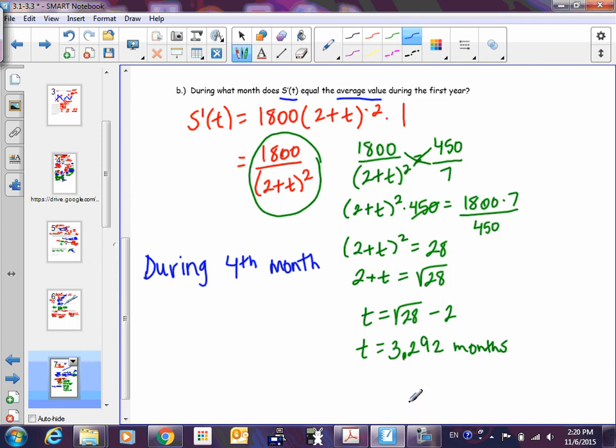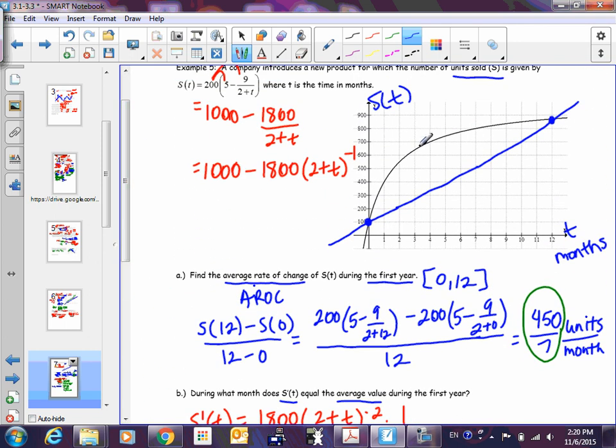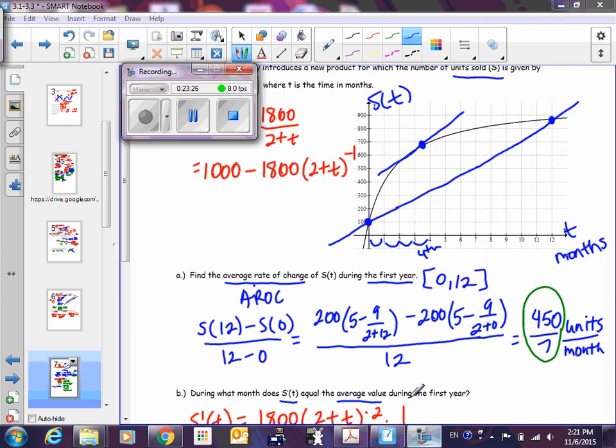Got it? Okay, now if we go back up to the picture, it makes a little bit more sense. First of all, we can make sure these two lines are parallel. But secondly, we could say first month, second month, third month, fourth month. It's an interesting way of putting that question, but we've got to make sure we answer the question they're asking.